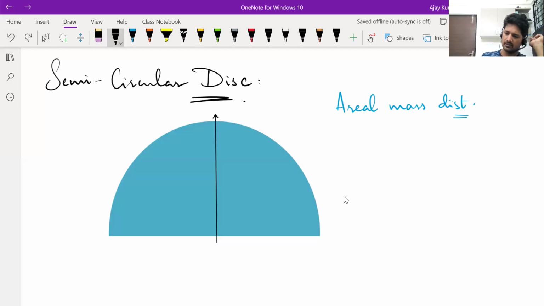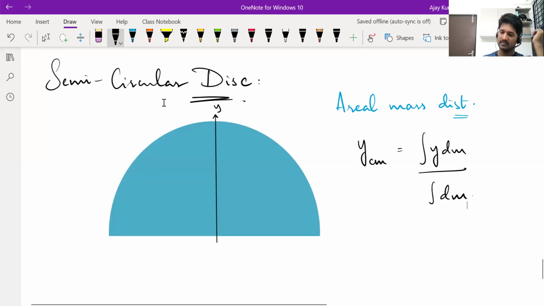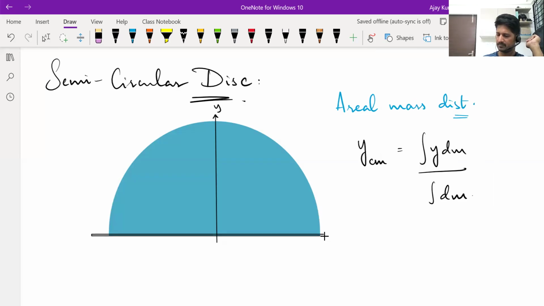So again, what you need to find out is the y-coordinate of the center of mass, which is integral y dm divided by integral dm. But in this case, it gets very complicated. Why? Can one of you tell me what dm means? What is the meaning of dm? Small mass of the small particle. Mass of a particle. Correct.